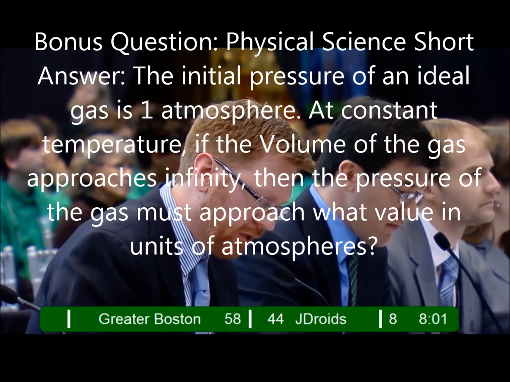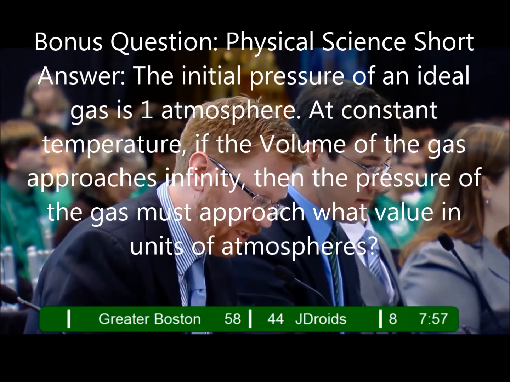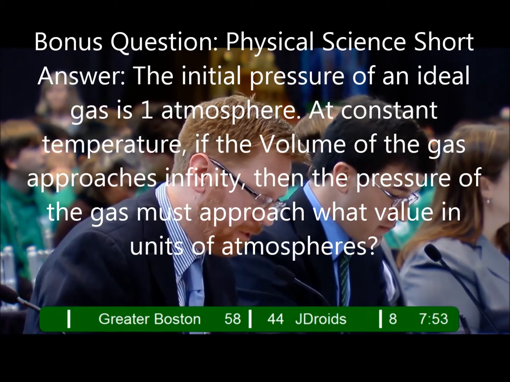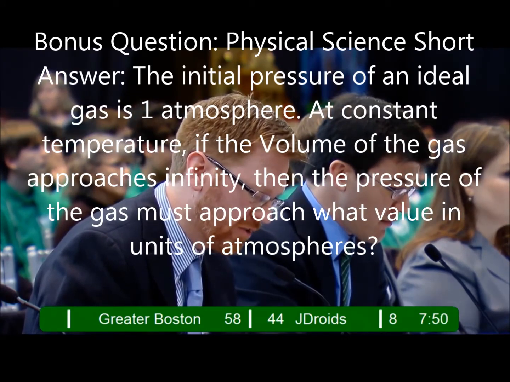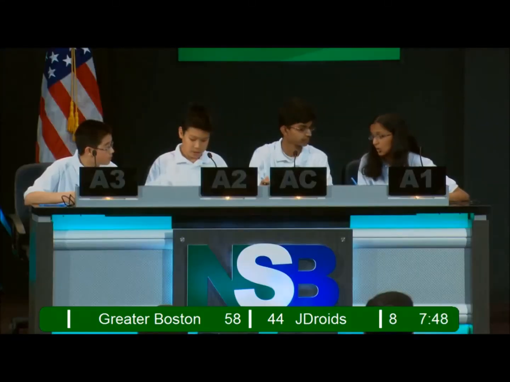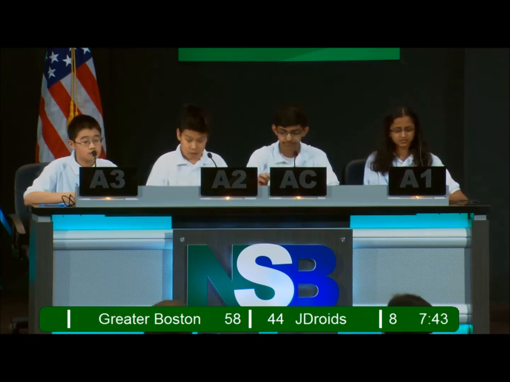The initial pressure of an ideal gas is 1 atmosphere. At constant temperature, if the volume of the gas approaches infinity, then the pressure of the gas must approach what value in units of atmospheres? For this one, you need to know Boyle's law, which says as volume rises, pressure decreases, which makes sense because then there's more room for the atoms to jump around. 0. 0 atmospheres. That is correct.